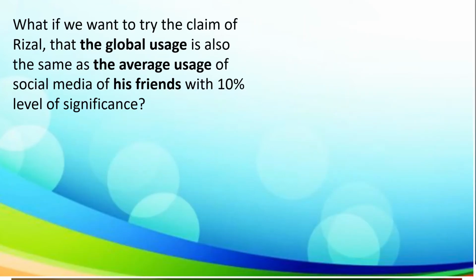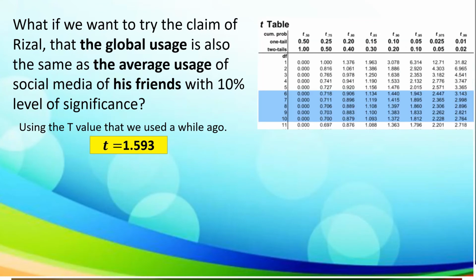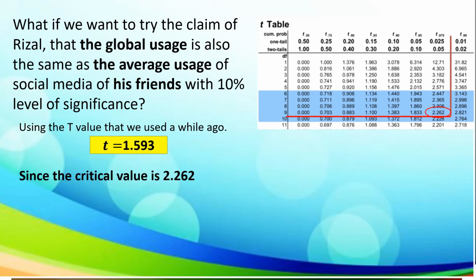Now, what if we want to test the claim of Rizal that the global usage is also the same as the average usage of his friends in terms of using social media with 10% level of significance? Remember, the t-value that we have solved a while ago is t equal to 1.593. And by means of the t-table, we're going to get the critical value. First, let us identify the given degree of freedom, which is 9, and its level of significance, which is 10%, which falls under 0.05. The critical value is 2.262.